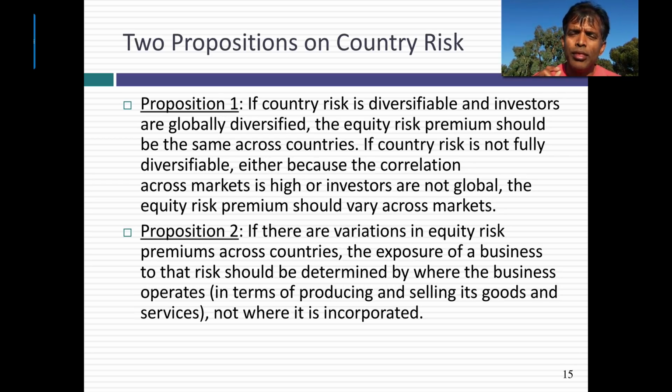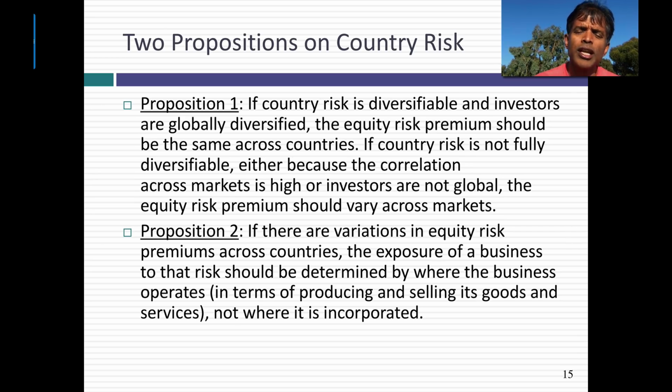But this will work only if country risk is fully diversifiable. If country risk is not fully diversifiable, either because the correlation across countries is high or investors are not global, then there will be differences in equity risk premium across countries. And I think over the last couple of decades, what we've noticed is an increase in correlation across countries. So I'm going to argue that increasingly there's an argument to be made that equity risk premium should vary across countries. Here's my second proposition, though.